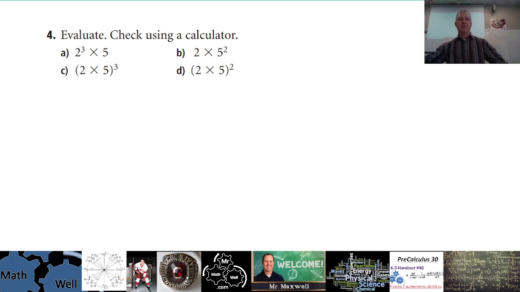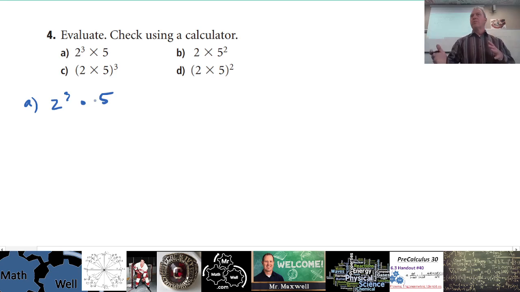Okay, there's a couple questions from 4. So A is 2 cubed times 5, and I'll just use my dot there instead of the x. When we're choosing between exponents and multiplication, BEDMAS says that exponents would come first. So we'll evaluate 2 cubed first. That's going to be 8, and then I would multiply by 5, so that is 40.